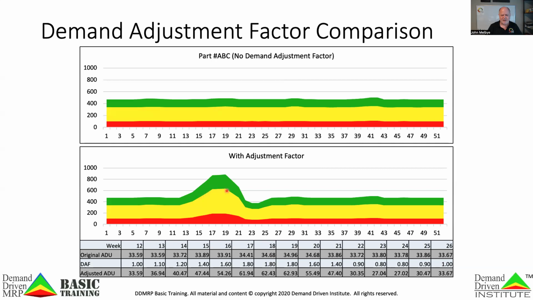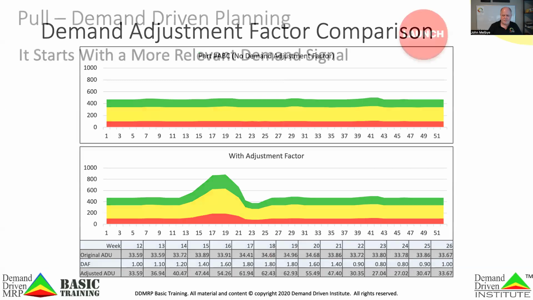So if there's a big spike coming, and then, for example, it's a product where people are just buying ahead and over the next weeks they're going to buy less, then we're going to drop that down. So we can do a demand adjustment factor that is below 1, which means we're going to reduce it, or a factor that's higher than 1, which means we're going to increase the buffer.